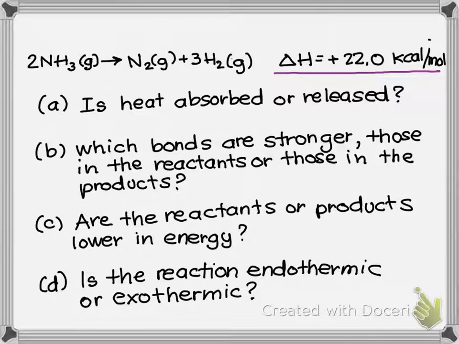So it says, is heat absorbed or released? That's the first one. B, which bonds are stronger, those in the reactants or those in the products? C, are the reactants or products lower in energy? And D, is the reaction endothermic or exothermic? So I'll tell you how I think of this one. I look right here and delta H is positive. And so I remember from my definition that delta H being positive is an endothermic reaction.